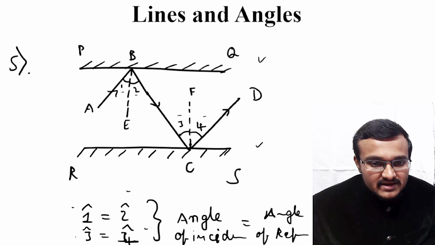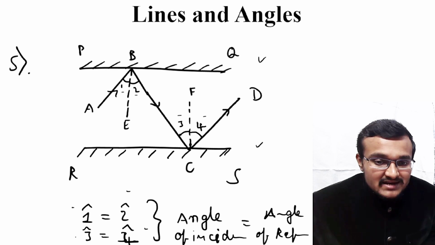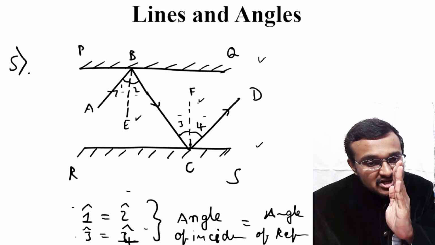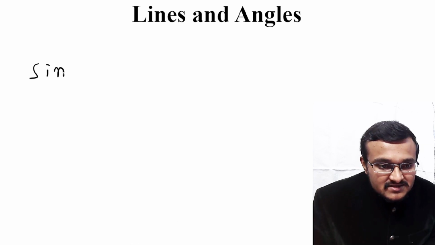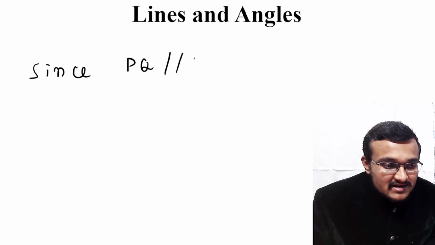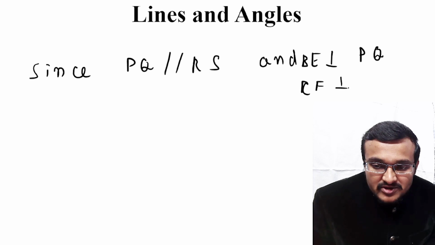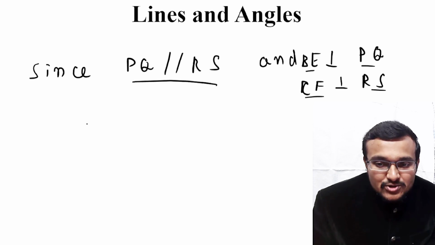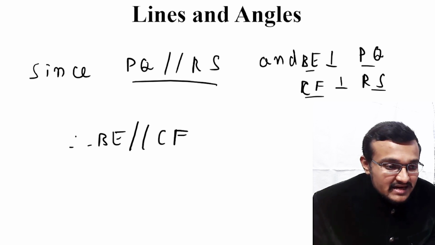In order to do that, since PQ is parallel to RS, BE and CF will be parallel to each other, because BE is exactly perpendicular to PQ and CF is also exactly perpendicular to RS. So since BE is perpendicular to PQ and CF is perpendicular to RS, and PQ is parallel to RS, therefore BE should be parallel to CF.